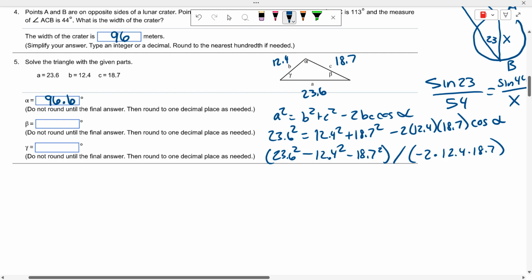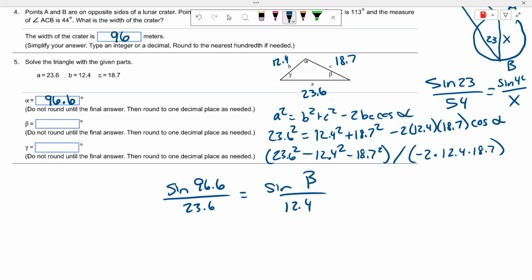From here, if you wanted to, you could do the law of cosines again and just put b alone on one side and do the exact same thing again and figure out angle b. Or you can use law of sines now. Sine of 96.6 over its opposite side 23.6 equals the sine of beta over 12.4. Cross multiply and solve. So if you cross multiply and solve, what do you get?